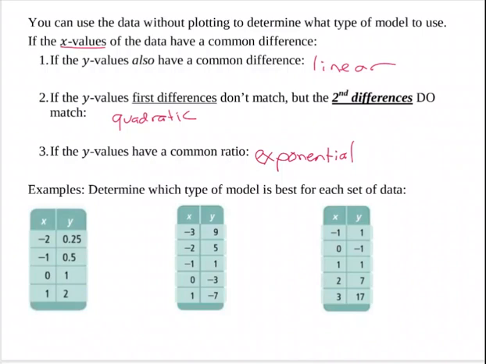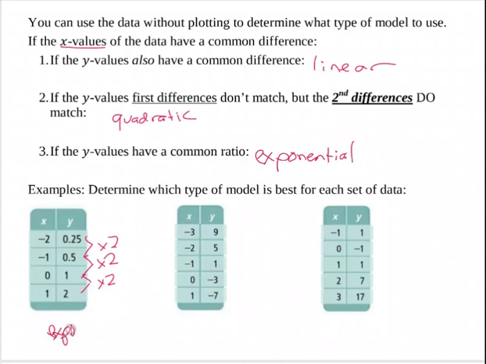So now let's check exponential, because this is the next easiest one to check. Are we multiplying by the same amount each time? Yes. What are we multiplying by? 2. Yeah, we're multiplying by 2. So 0.25 times 2 is 0.5. That's 1/4 times 2 is 1/2. Then 1/2 times 2 is 1. And then 1 times 2 is 2. Okay, so this is exponential.